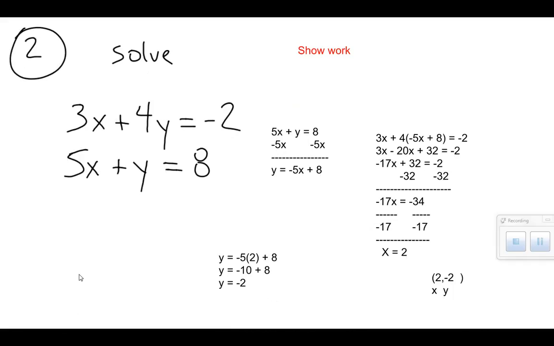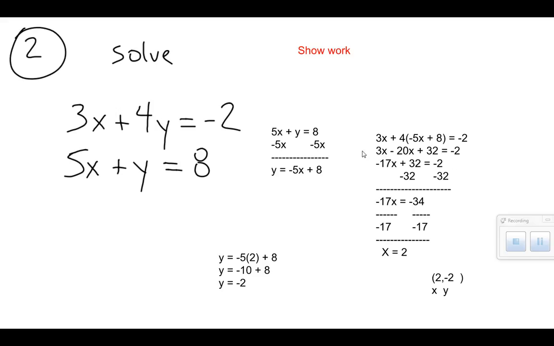Alright, number 2. For this one, a little bit harder. This one, you had to solve this bottom one for y by taking away 5x on both sides. So minus 5x. Right here you can see minus 5x, those go away, and you get y equals negative 5x plus 8. This is being substituted right into the other equation's y, where that y used to be. I'm going to put that whole chunk, negative 5x plus 8.